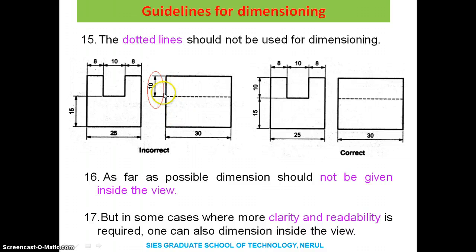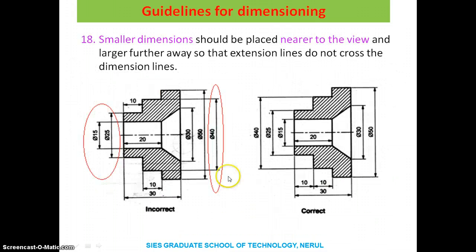Again, dimensions should be given with reference to the thick line or the construction outline of the part. A dotted line should not be used for giving dimension. Instead, it can be dimensioned like this. As far as possible, dimension should not be given inside the view. In some cases, if it is not possible, then we need to give it inside the view.